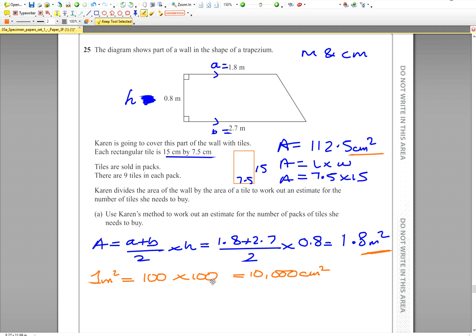So we have to multiply 1.8 by 10,000. In 10,000 you have 4 zeros. So you go 1, 2, 3, 4. So the answer will be 18, how many zeros? 3 zeros? Yeah. So we now have 18,000.